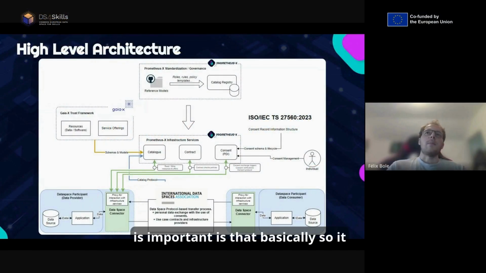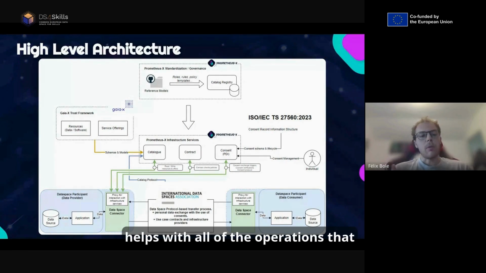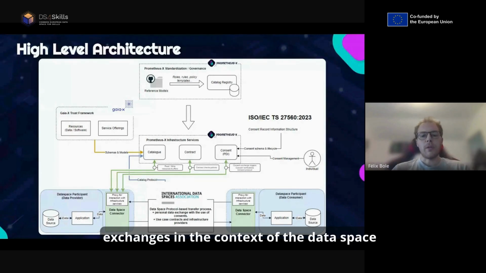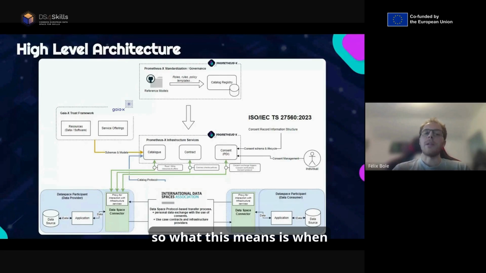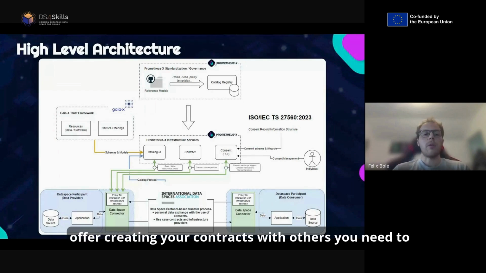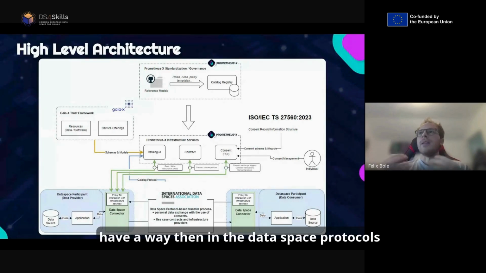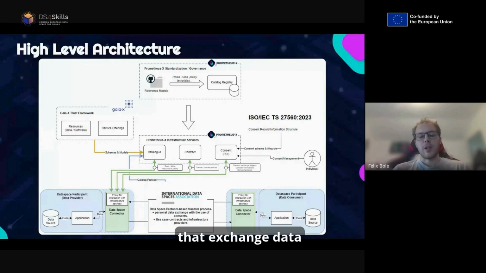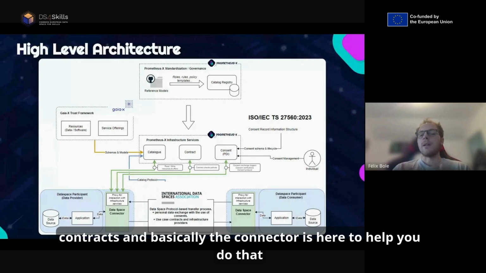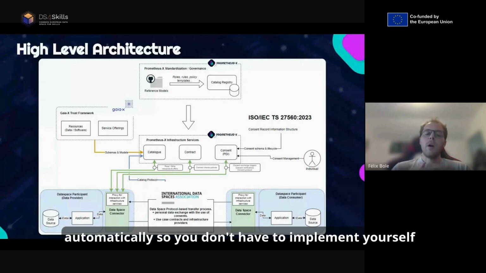And why the PDC is important is that it helps with all of the operations that need to run in order to authorize and run the data exchanges in the context of the data space. So what this means is, when you are creating your offer and your contracts with others, you need a way, in the data space protocols that exchange data, to authorize these exchanges by verifying the contracts. And basically the connector is here to help you do that automatically.